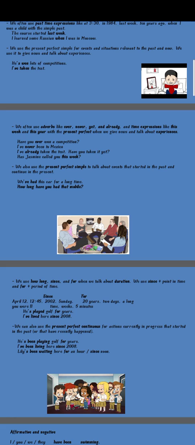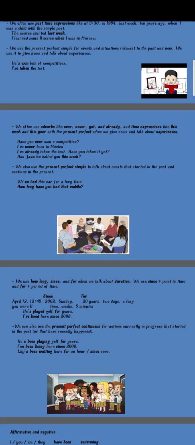We use how long and since when we talk about duration. We use since plus point in time and for plus period of time. So I can say he's played golf for years, for many years. Or I can say he has played golf since he was 10. I have lived here since 2008. If you wish to use for, you can say I have lived here for 14 years or 15 years. Anyway, you have to use a period of time. But since, we use a point in time, the start point for something.